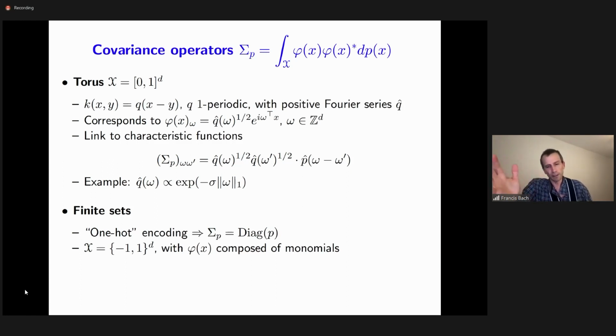So this is important here. In the simplest setup, finite data, we are just doing a very fancy way of storing P into diagonal matrices. But we'll see that this will be crucial in a moment.